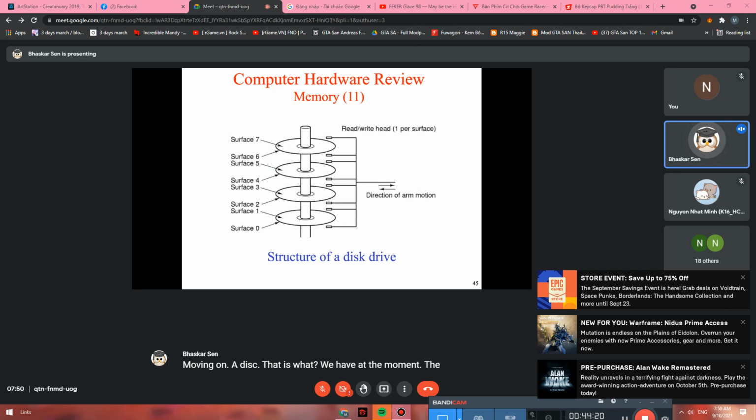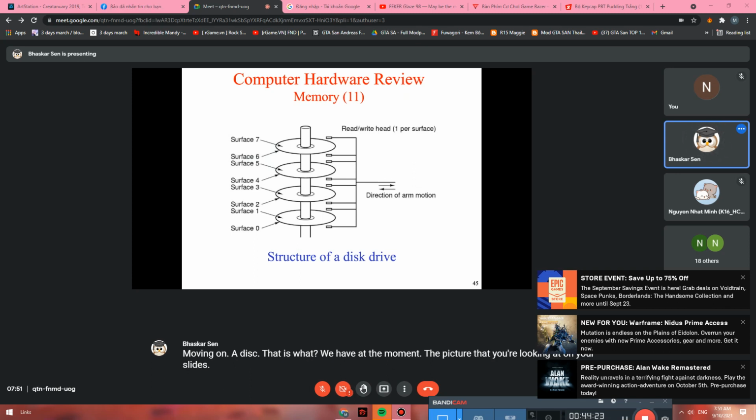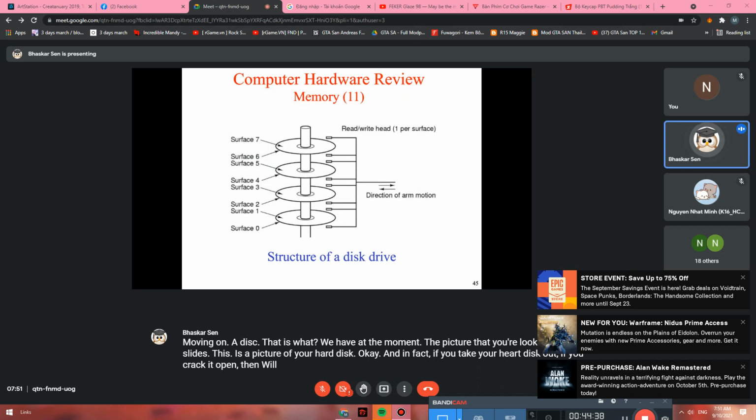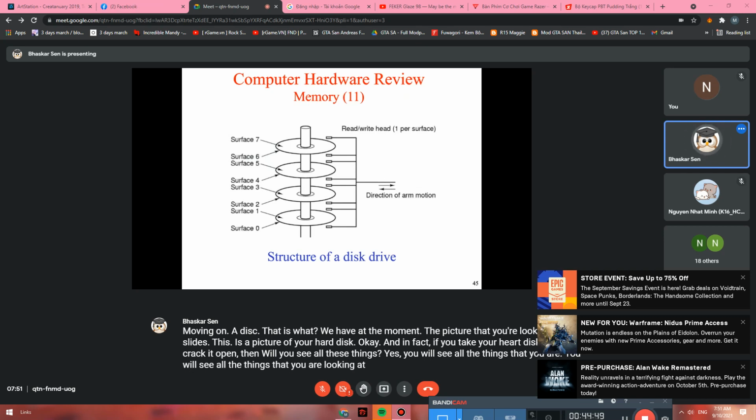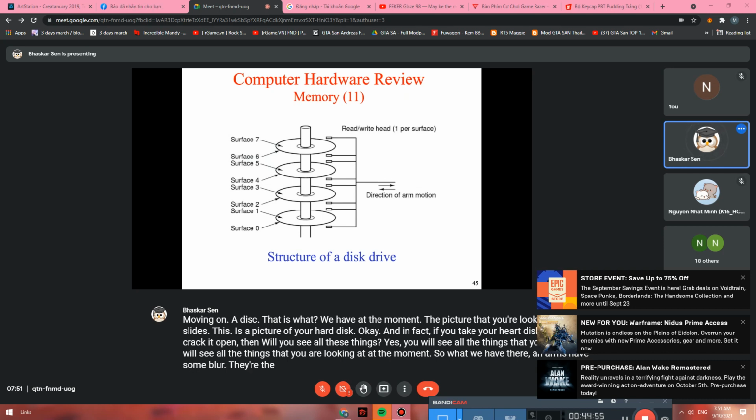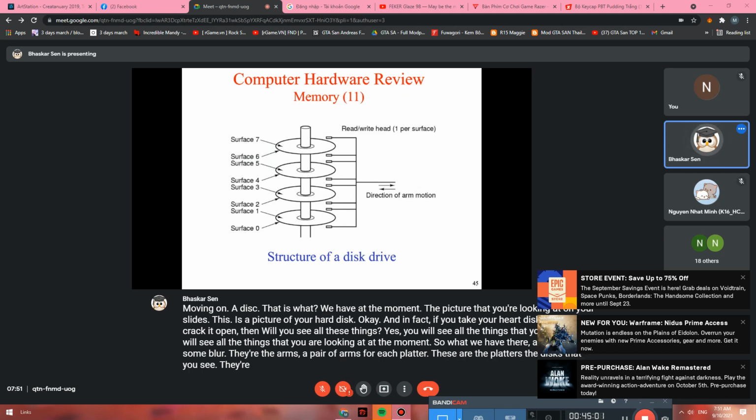The picture that you're looking at on your slides is a picture of your hard disk. In fact, if you take your hard disk out and crack it open, you will see all the things that you are looking at the moment. So what do we have there? An arm assembly, then a pair of arms for each platter. These are the platters, the disks that you see. They're called the platters.